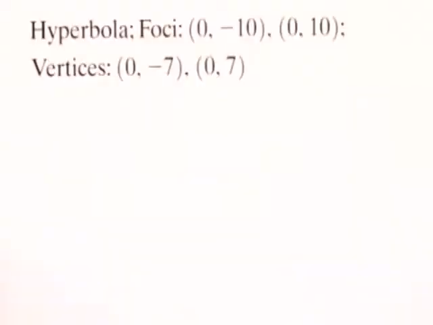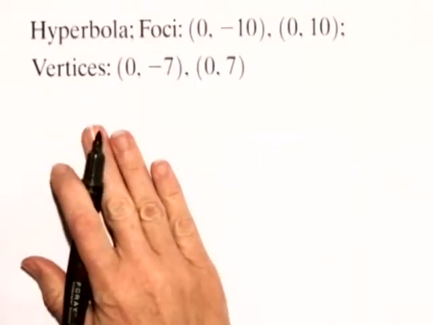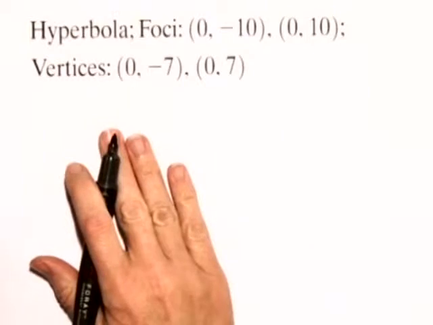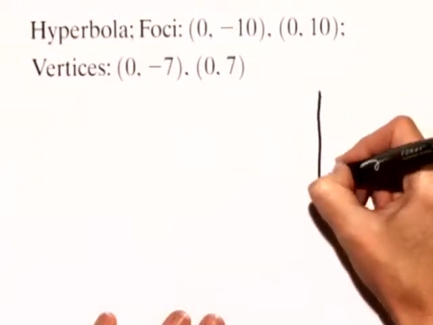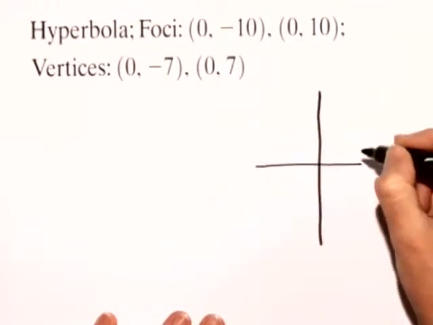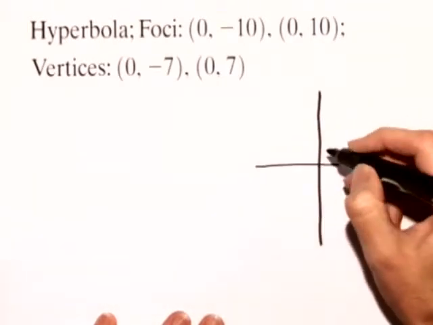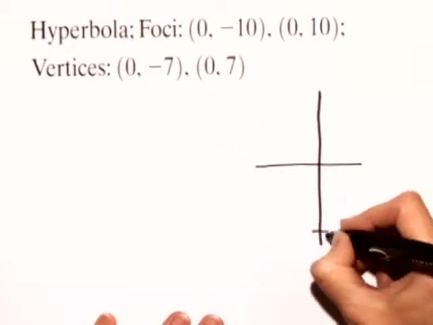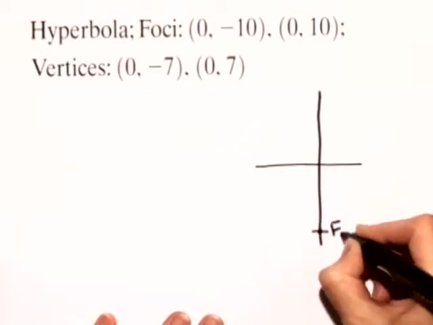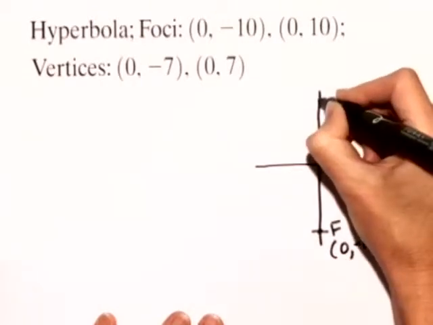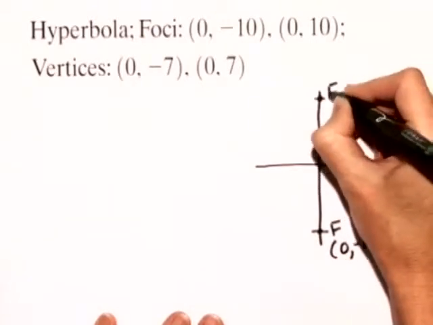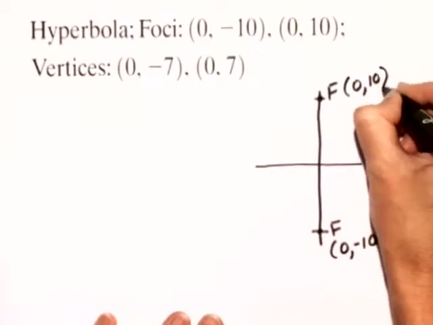In our next problem, we'll come up with the equation of a conic section in standard form. We're given a hyperbola with information about the foci and the vertices. Let's do just a quick sketch of these points to help us. We can see that we have one focus located at 0, -10, and we have another one located up on the y-axis at 0, +10.